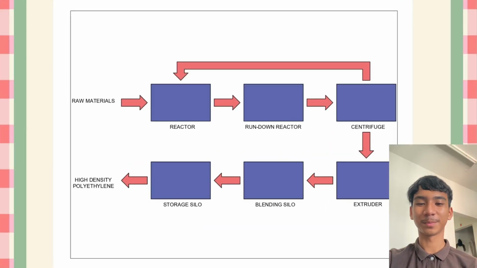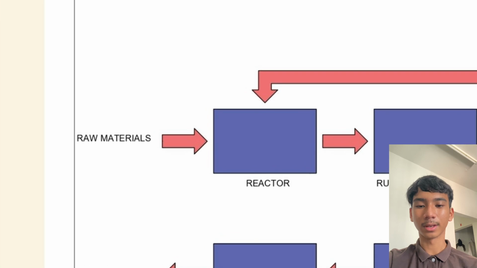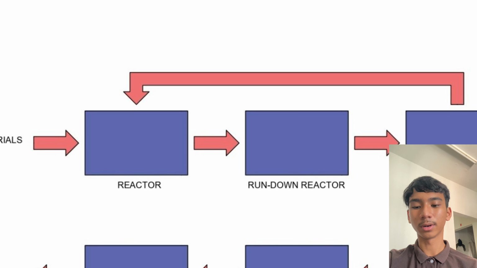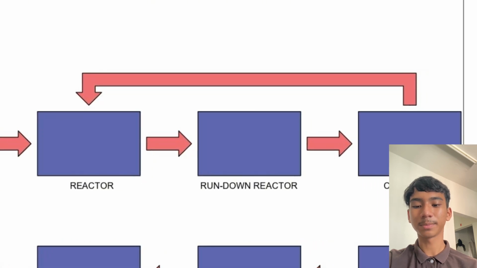Hello and Assalamualaikum. My name is Akmal Rizal, and today I will explain about the block flow diagram of our process. For the first one, the raw material goes into a reactor. This is where the initial chemical reaction takes place to form intermediate compounds, and then it goes into a rundown reactor. This might involve a secondary reaction or stabilization of the intermediate products before further processing.